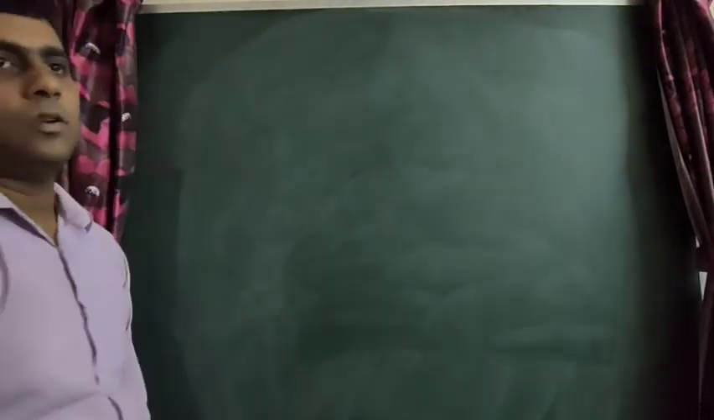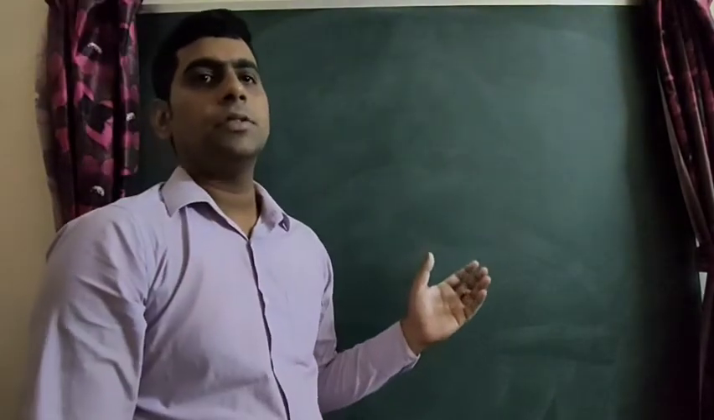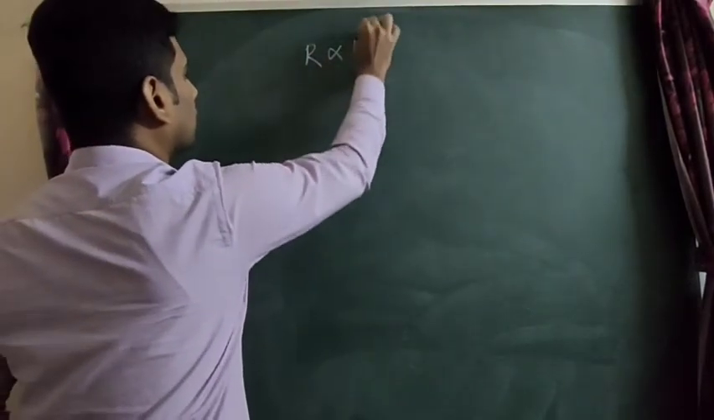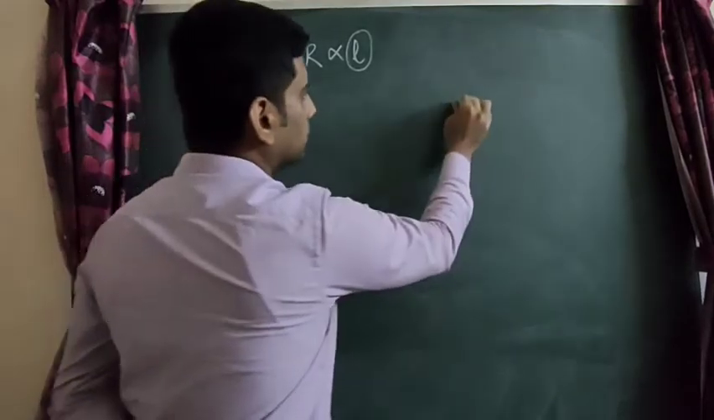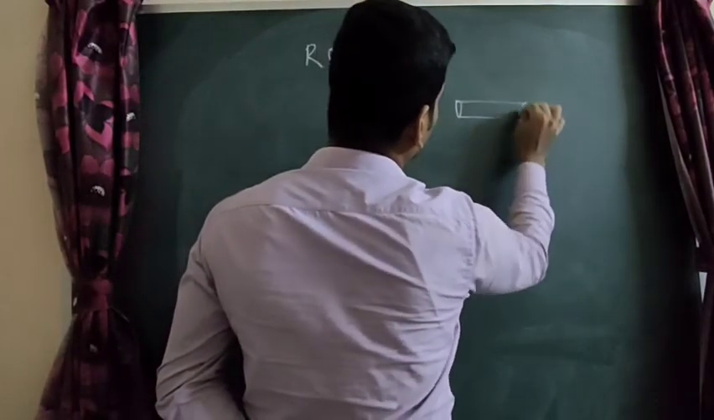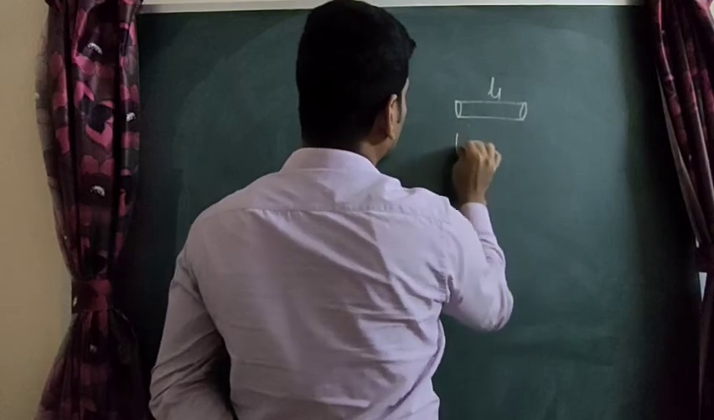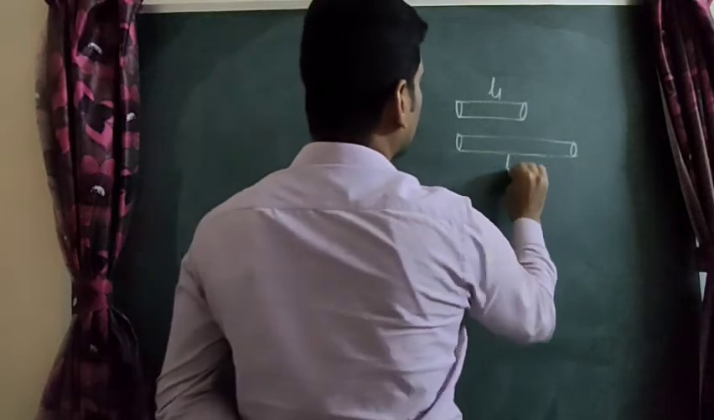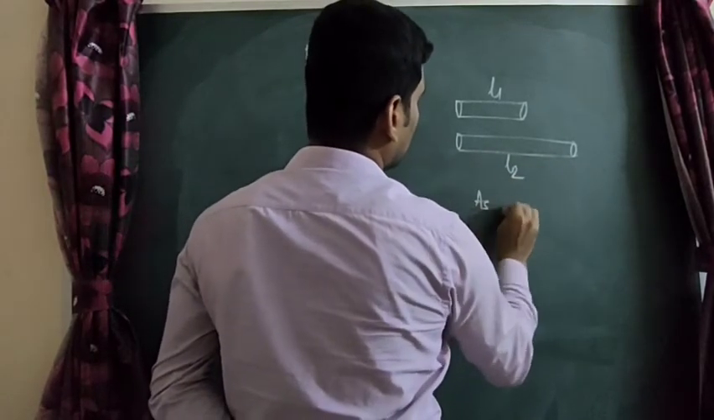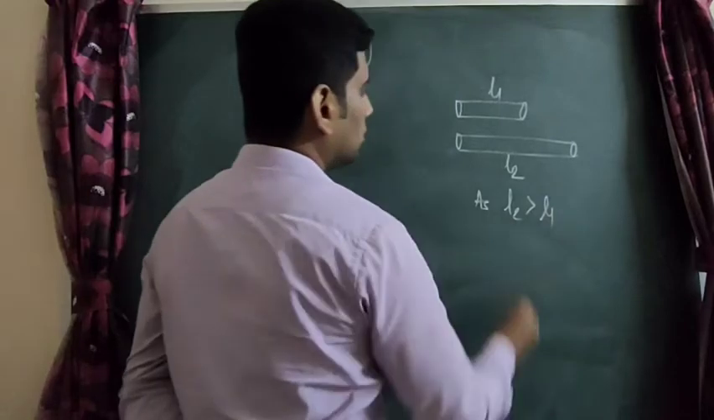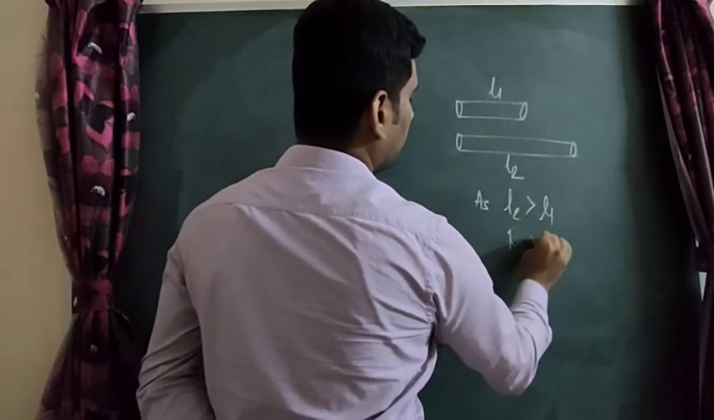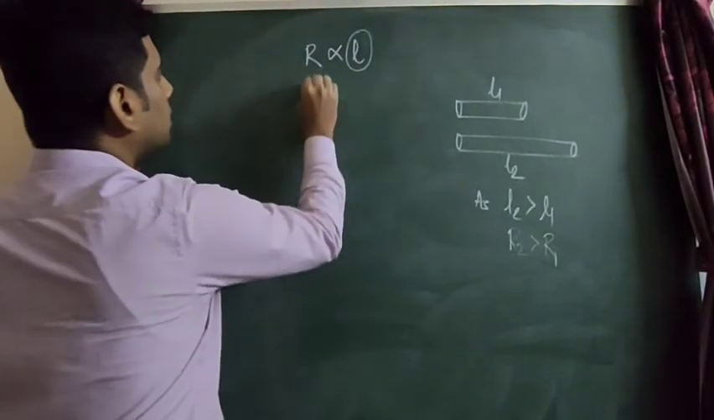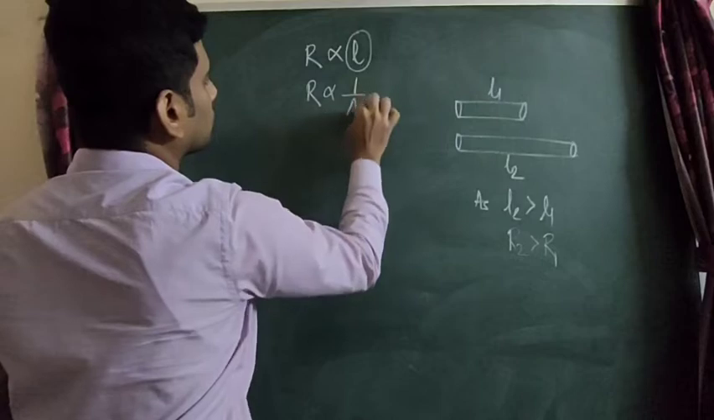Now there are a few factors on which the resistance of a conductor depends. First, it is directly proportional to the length of the conductor. If this is a conductor of length L1, and there is another conductor of the same material, both suppose copper, with length L2, and L2 is greater than L1, then the resistance of the second conductor will be more than that of the first conductor. It is inversely proportional to the area of cross section.